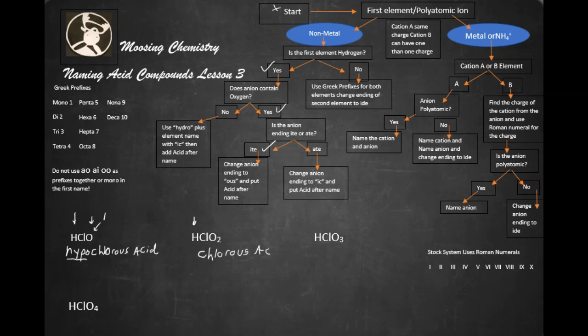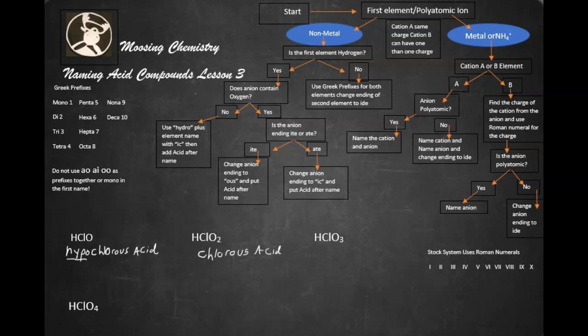Chlorous acid. See the difference between this one and this one is that this one has 1 oxygen, and now this one has 2 oxygens. See? Okay, so let's go ahead and keep on going. So far, so good. Now remember, there's only a couple of these out there, so chances of you seeing these things are pretty good still, but they're not common.